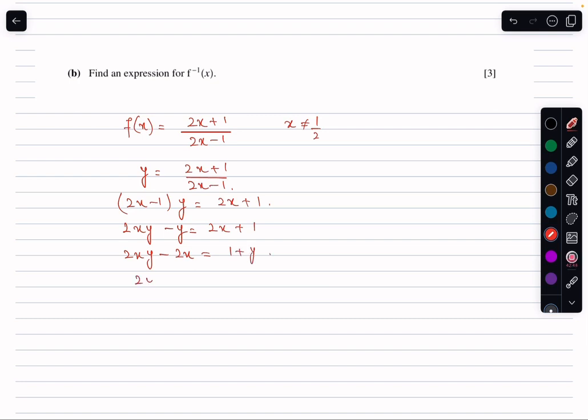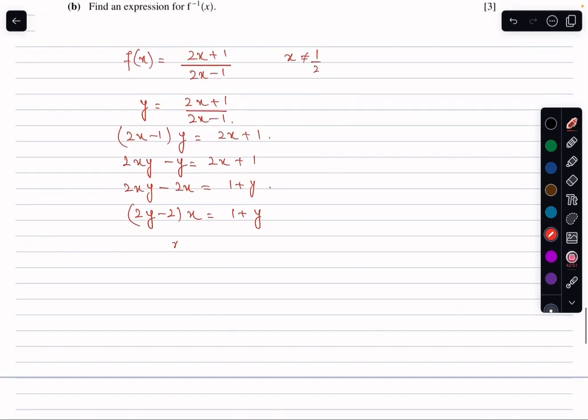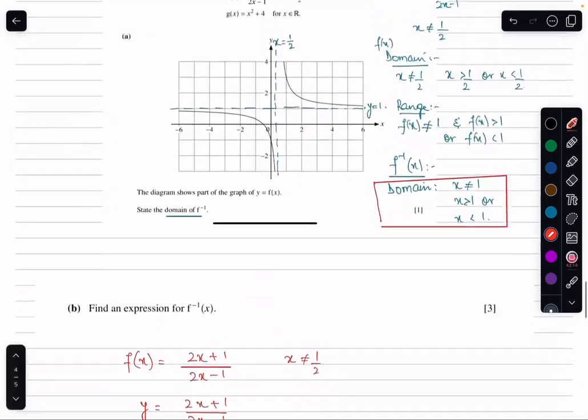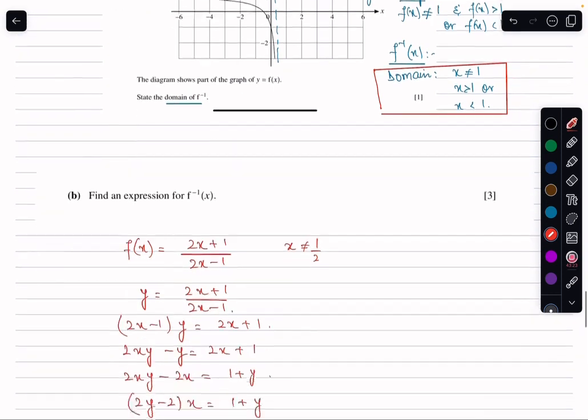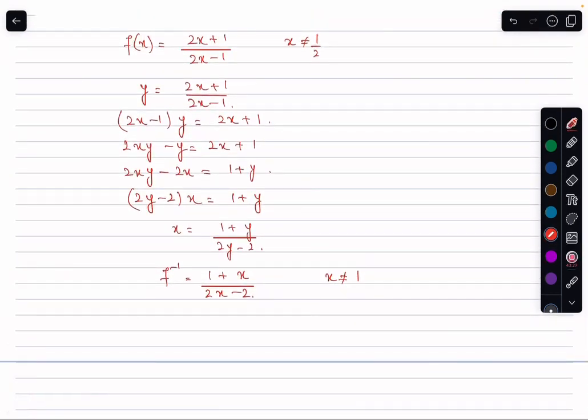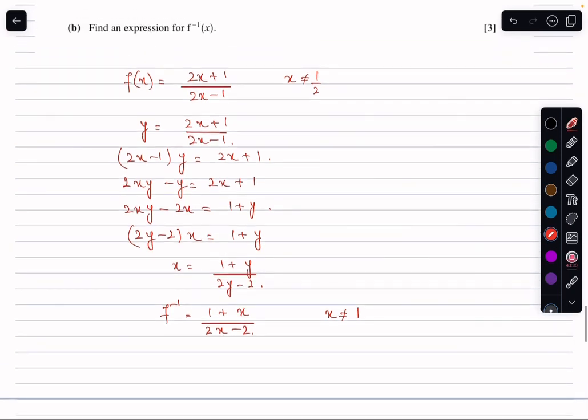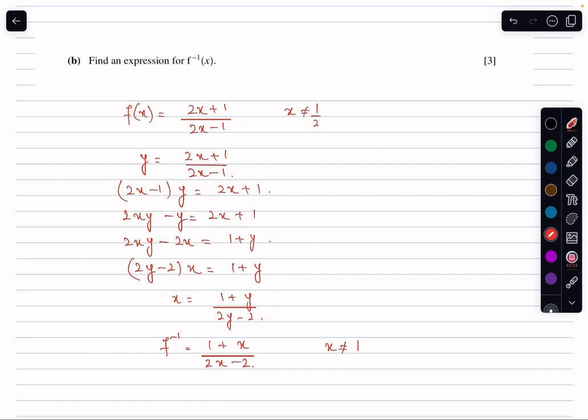So taking x common, I will be left with 2y minus 2 with x as common. So I can very easily say that x equals (1 plus y) divided by (2y minus 2), or my f inverse becomes (1 plus x) divided by (2x minus 2), and for this function I should know that x should not be equal to 1. This is what we have previously shown in the question, where the range of the function f(x) was not equal to 1. So it's obvious for the inverse also that now the domain says x should not be equal to 1. So this is going to be the expression for f inverse.